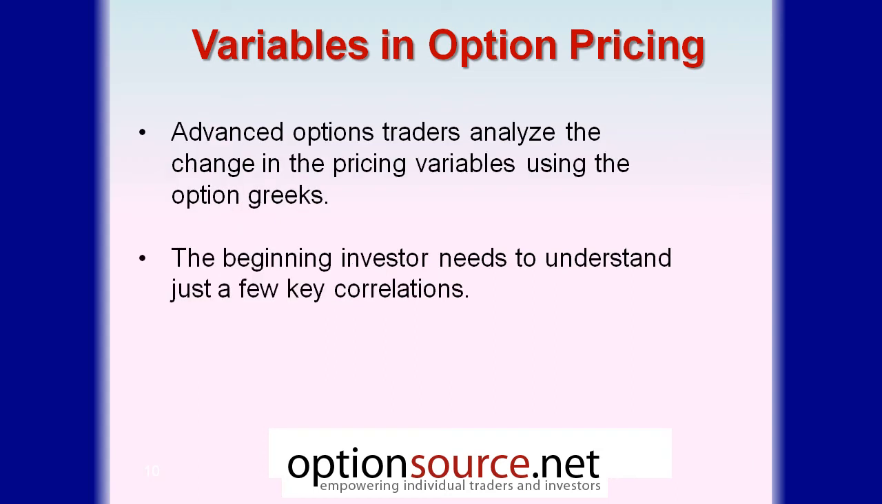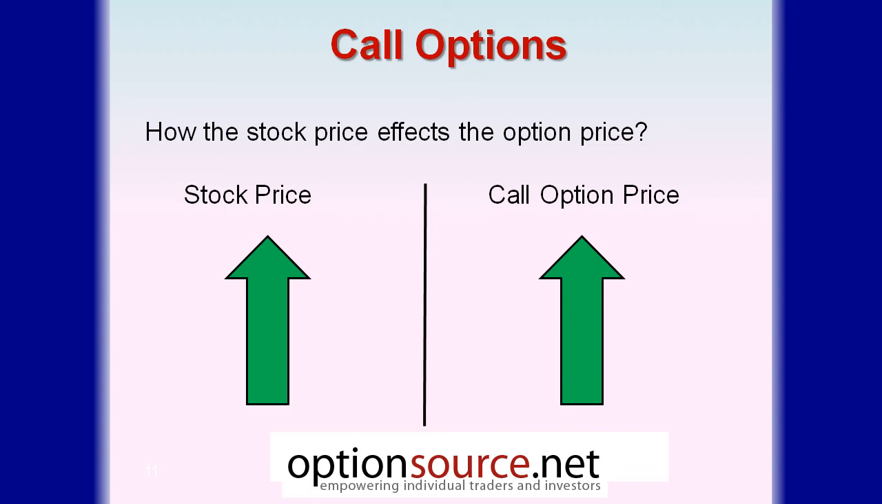All of these variables have been given specific names based on the Greek alphabet and are collectively known as the option Greeks. These Greeks measure the sensitivity of the option price to a change in one of these variables. We will cover the Greeks in another video. Although there are several variables that influence the price of an option, the beginning trader or investor needs to understand a few basic principles. First, we'll review the key correlations of call options to the price of the underlying.